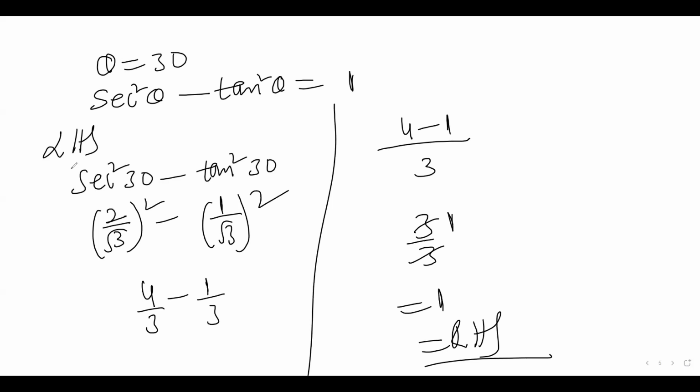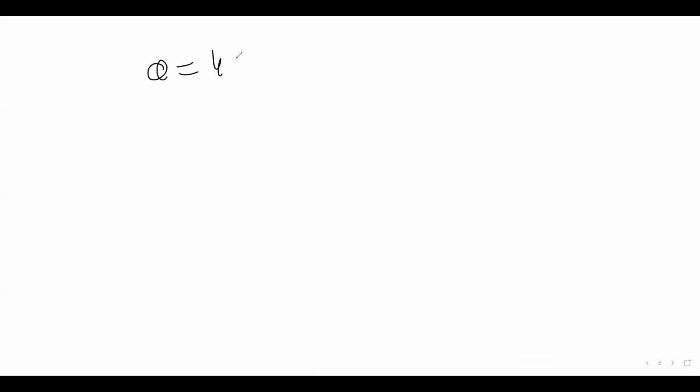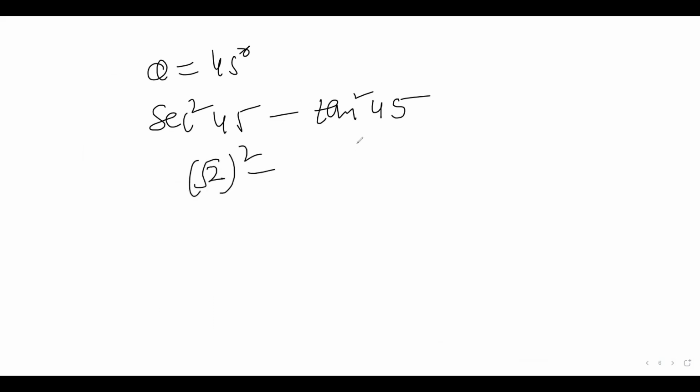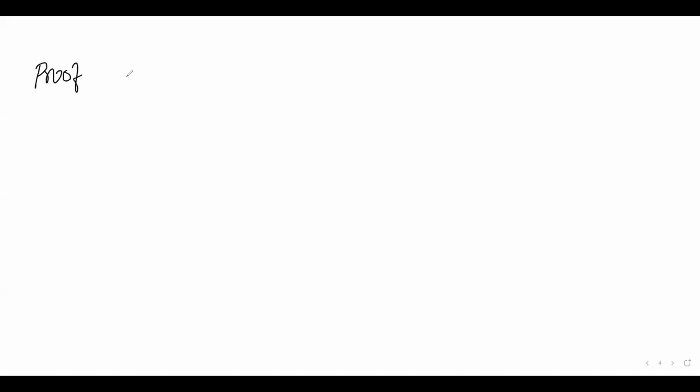Similarly, you take any angle, you will get 1 only. For example, I am taking theta is equal to 45 degrees. Secant square 45 minus tan square 45. Let us check whether it is 1 or not. Secant 45 is root 2. Tan 45 is 1. Square and root cancel. 2 minus 1 is equal to 1. So secant square theta minus tan square theta is always equal to 1. Proof of third identity.